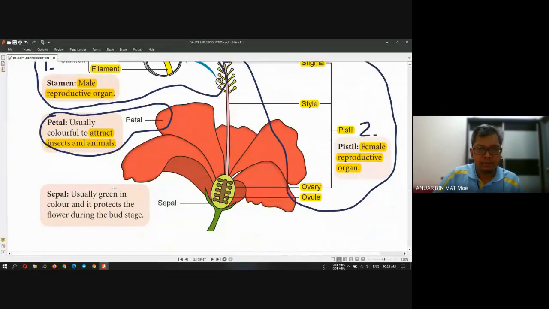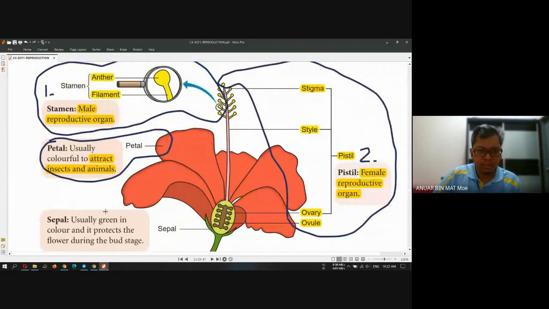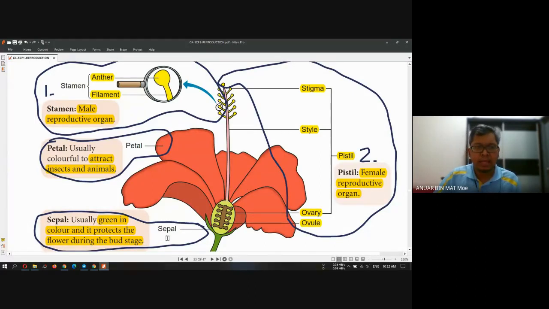And the other one is what we call the sepal here. Sepal is usually green in color and protects the flower during the bud stage. Okay, this is the sepal and this is the petals.